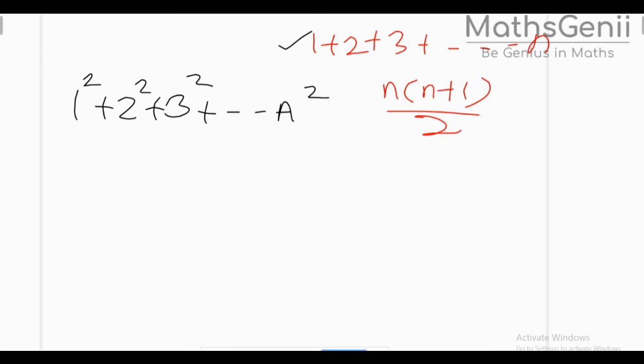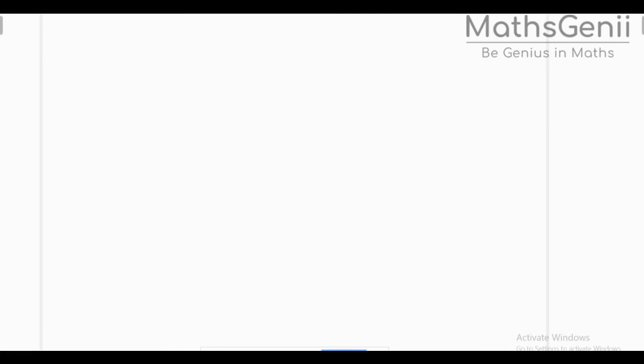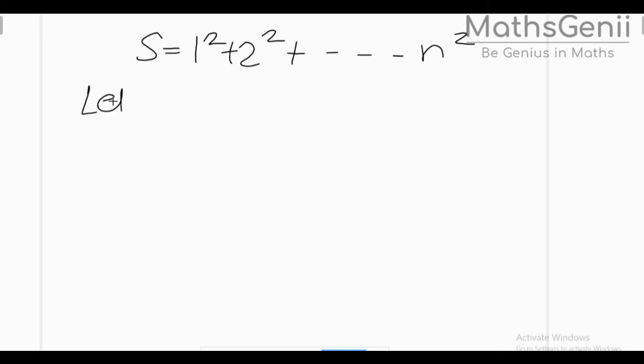So stick with me. The derivation could be long, but I'll try and explain each and every step to make it shorter. So this is what we want to derive. Then what I'm going to assume is I'm going to take one polynomial. Let this be some polynomial.